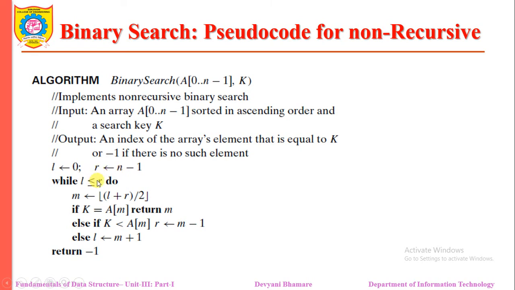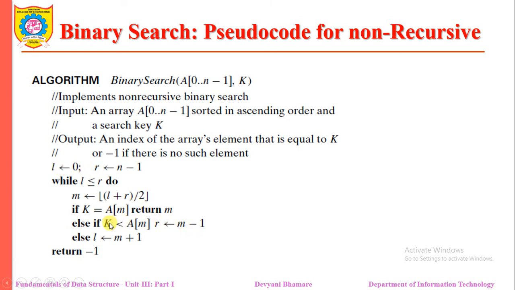While left is less than or equal to right, what do we need to do? We need to identify the mid. Then the key element is compared with the mid. If the key element is less than A of mid, then we narrow down our search to the first half of our array. That means left is 0 and right is mid minus 1.